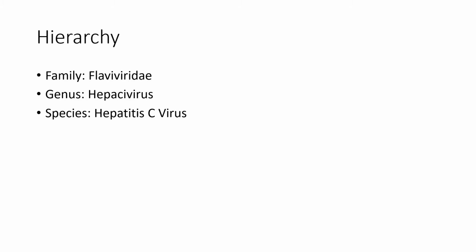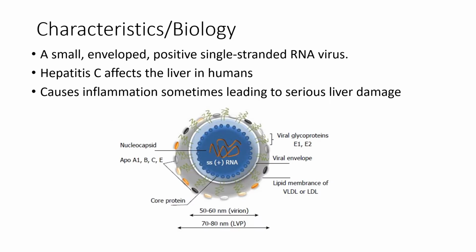The hepatitis C virus belongs to the family Flaviviridae, the genus Hep C virus, and the species Hepatitis C virus. The characteristics and biology of this virus: it is a small, enveloped, positive, single-stranded RNA virus. Hepatitis C affects the liver in humans. It causes inflammation, sometimes leading to serious liver damage.